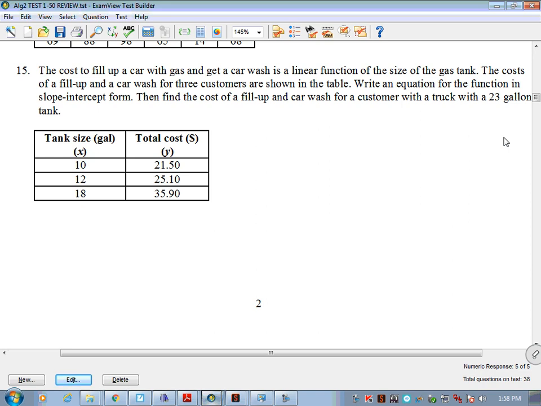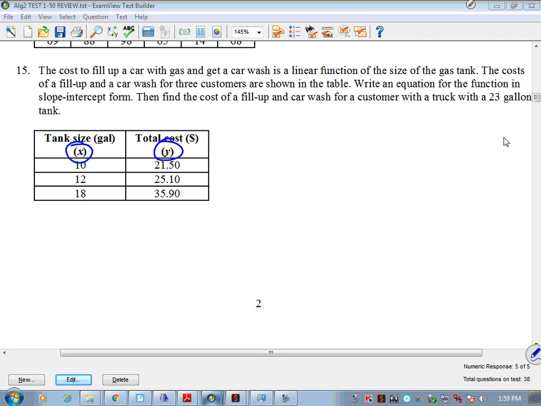Number 15 comes from lesson 26, writing the equation of a line. The cost to fill up a car with gas and get a car wash is a linear function of the size of the tank. The costs for 3 customers are shown below. We want to write an equation for the function in slope-intercept form, then find the cost of a fill-up and car wash for the customer with a truck with a 23-gallon tank. They label tank size X and total cost Y. In order to write slope-intercept form, we need 2 coordinates. They give us 3, but I only need 2.